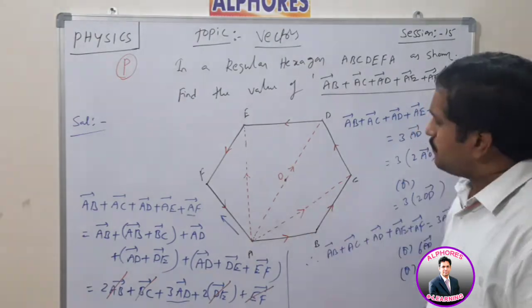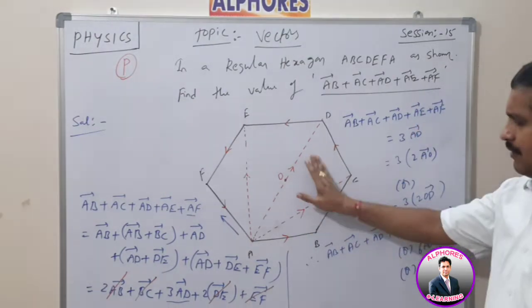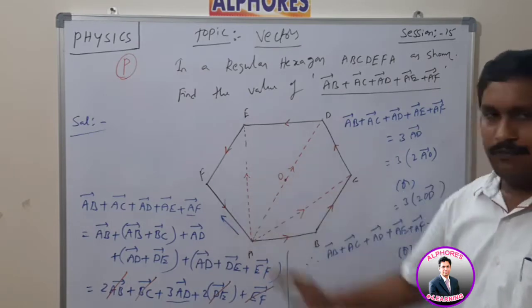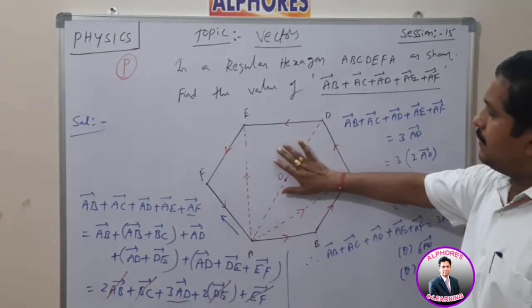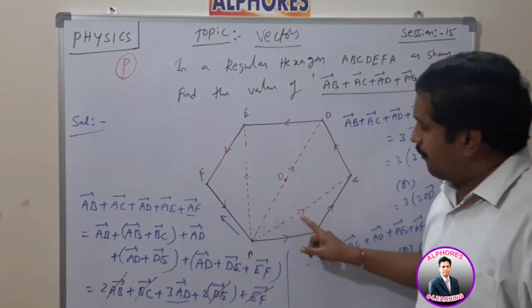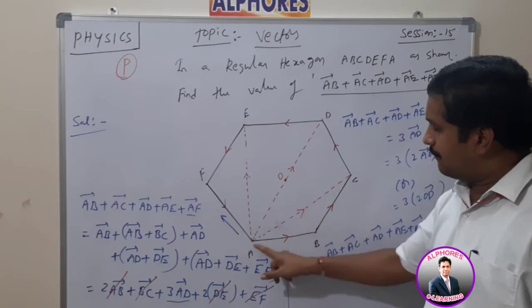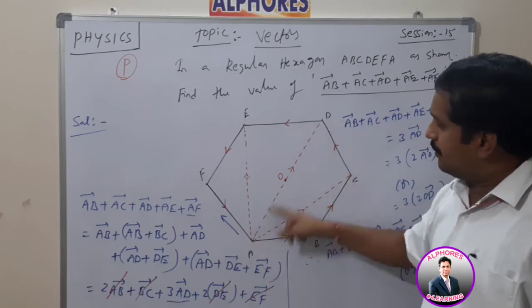Now, from this diagram, I have to find the value of AB, AC, AD, AE, and AF. By taking this diagram only, I have to define this, meaning I have to use the triangle law. So AB bar plus BC bar is nothing but AC bar. Again, AC and CD, nothing but AD.